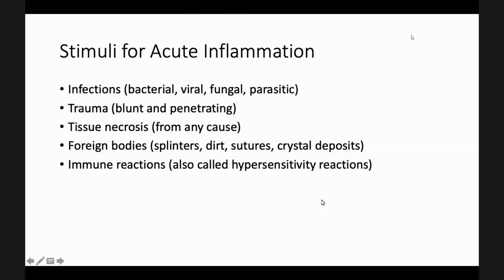So the stimuli, as we said earlier, can be infectious in origin, like bacterial, viral, fungal, or parasitic. They can be trauma, like blunt or penetrating injuries, sometimes tissue necrosis from any cause, or foreign bodies, such as splinters, dirt, sutures, and crystal deposits in the tissues. And immune reactions, also known as hypersensitivity reactions, can also be stimuli for acute inflammation.